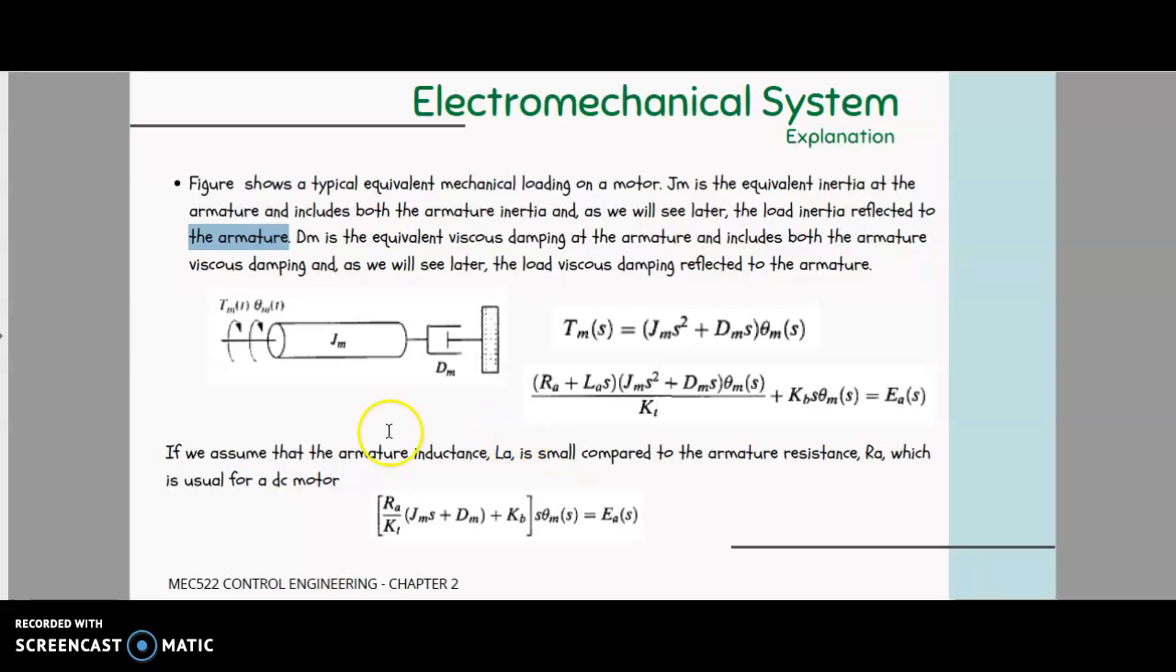Okay. Now we assume that the armature inductance La is small compared to the armature resistance. So we consider La to be too small, so we just cancel it out, or we just ignore it. And then lastly you can get Ra over Kt multiplied by (Jm s plus Dm plus Kb), and then multiplied by s theta m equal Ea.